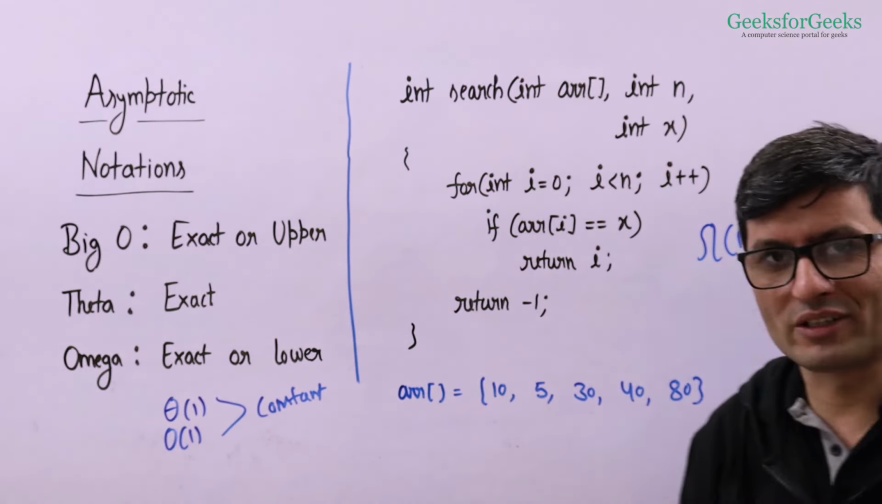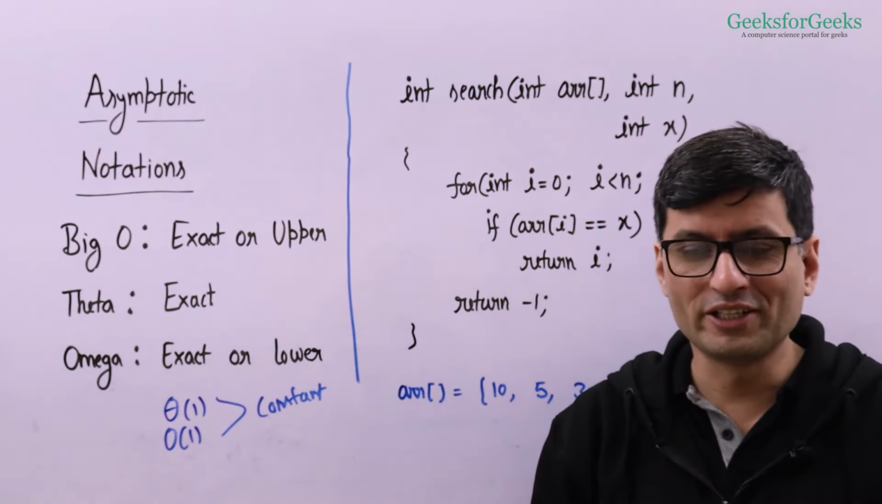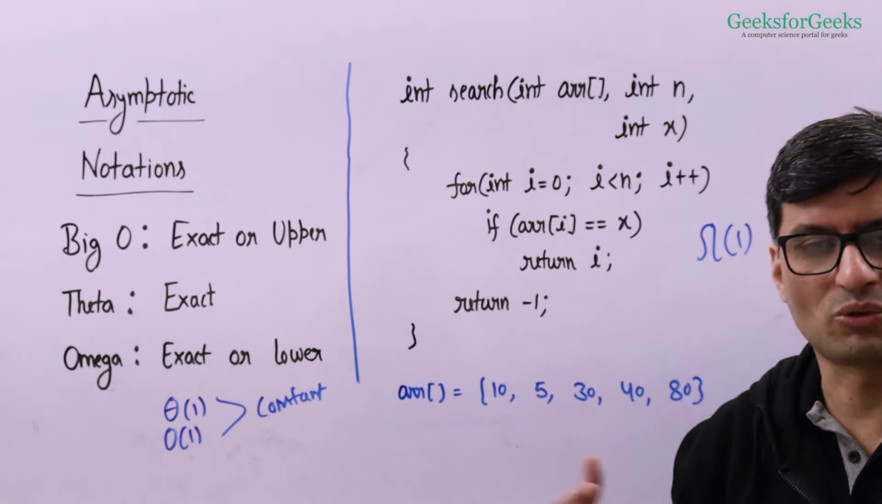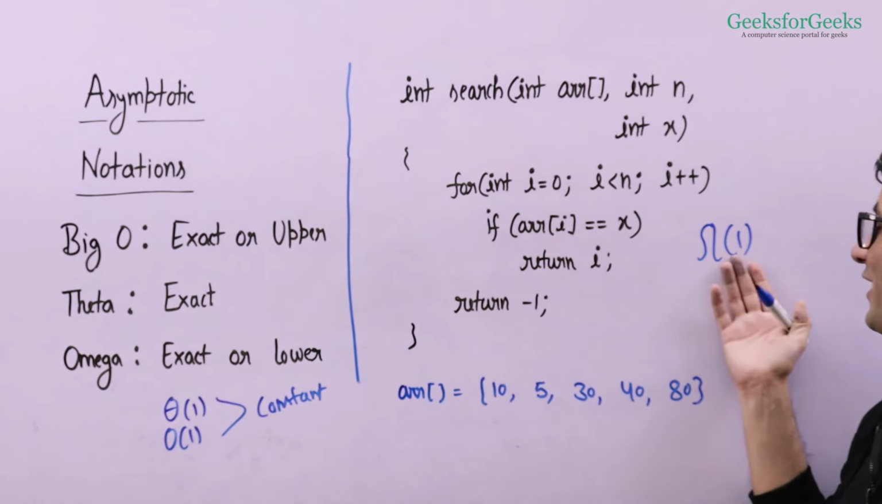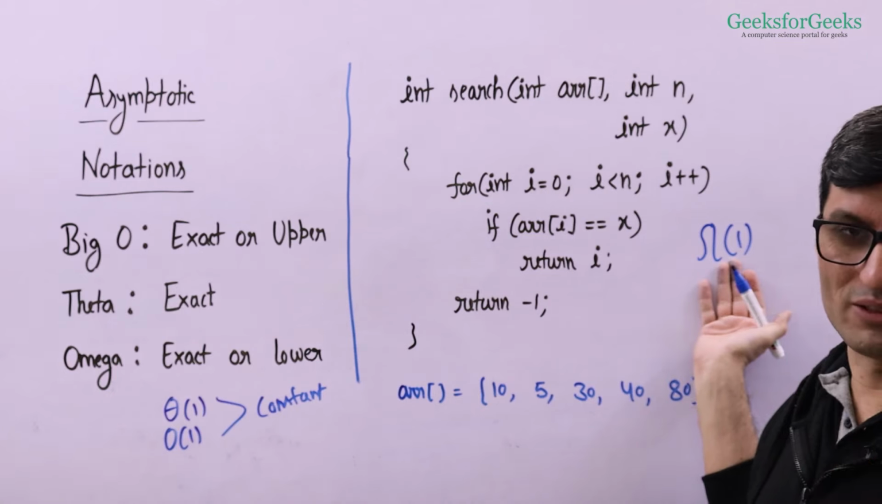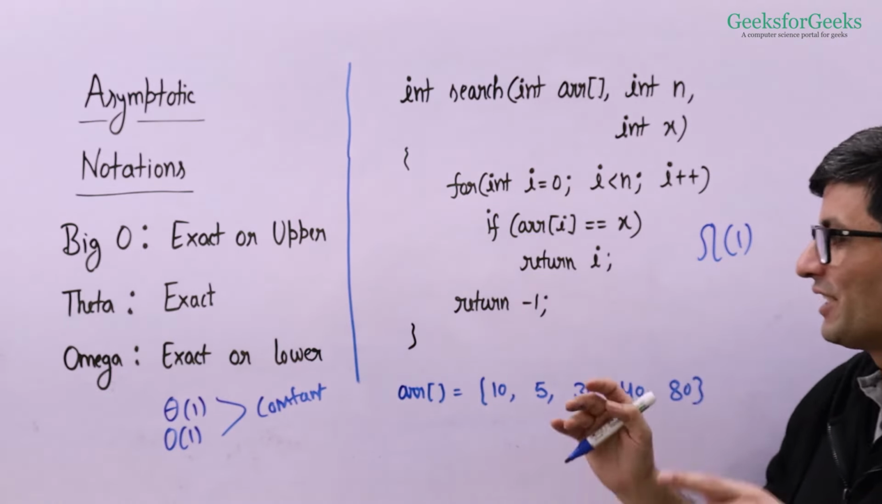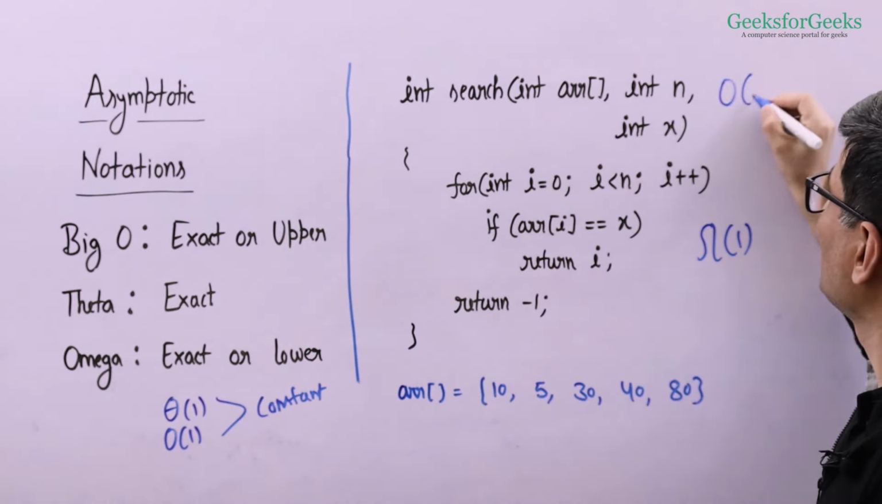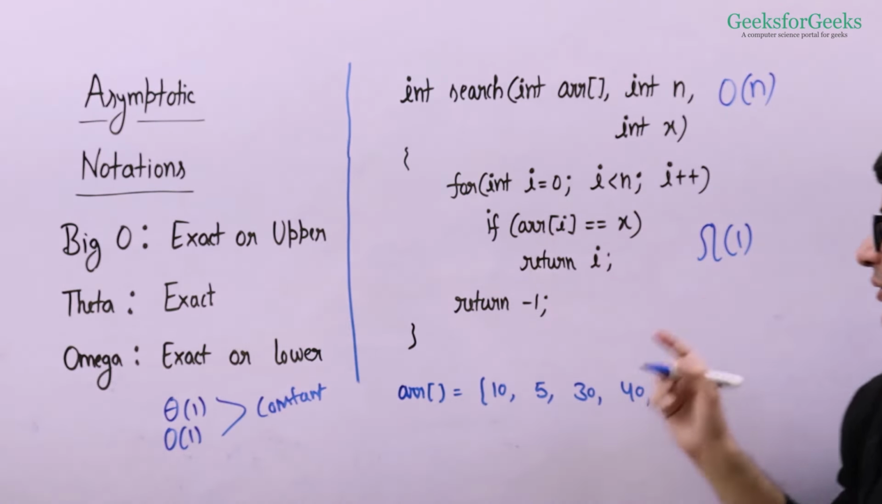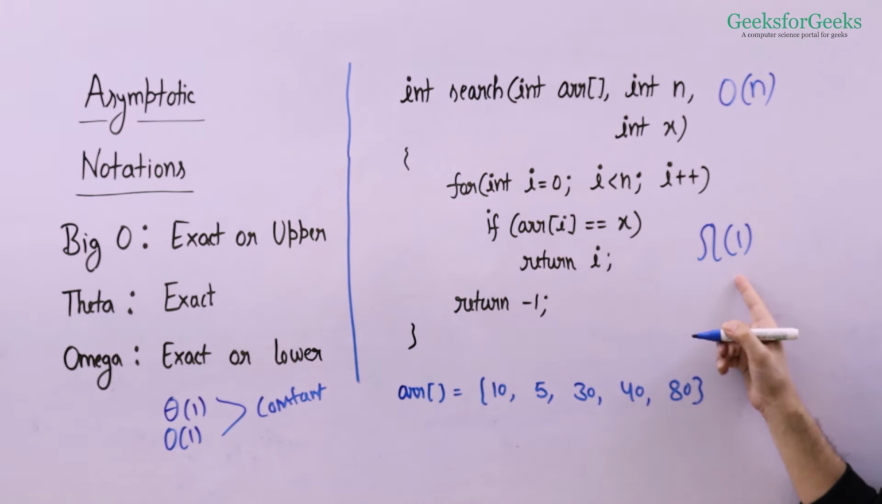And when I say omega 1, it means either constant or any value higher than constant, which means this covers all the cases. So we are saying it takes constant time or higher than constant. That's what we mean by omega 1 or constant, right? And when we say big O of n, that means it takes either linear time or less than linear time.